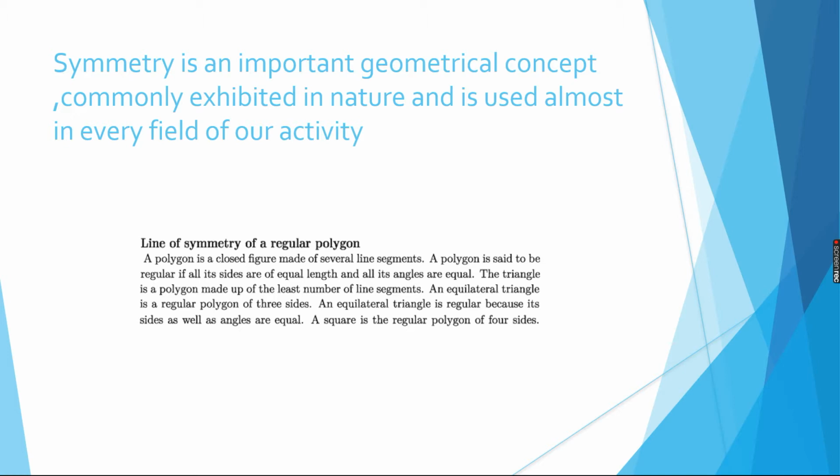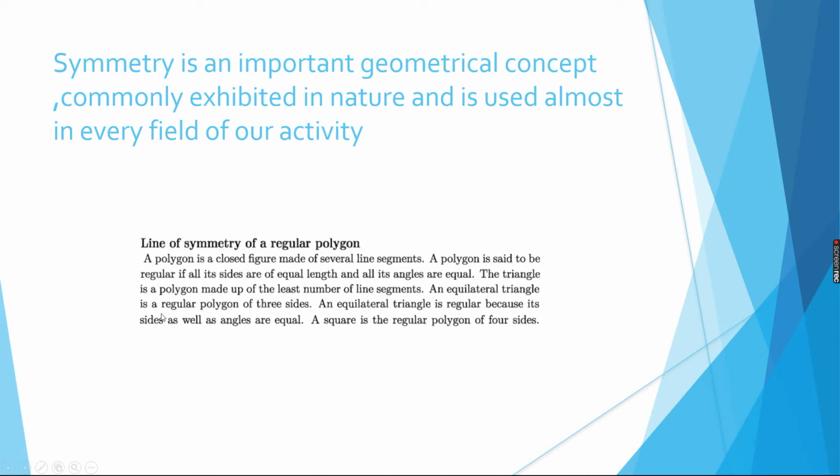So first topic, the line of symmetry of a regular polygon. Actually, a polygon is a closed figure made of several line segments. A polygon is said to be regular if all its sides are of equal length and all its angles are equal. So that means there are two important factors. The sides are equal and the angles are also equal. The triangle is a polygon made up of the least number of line segments.